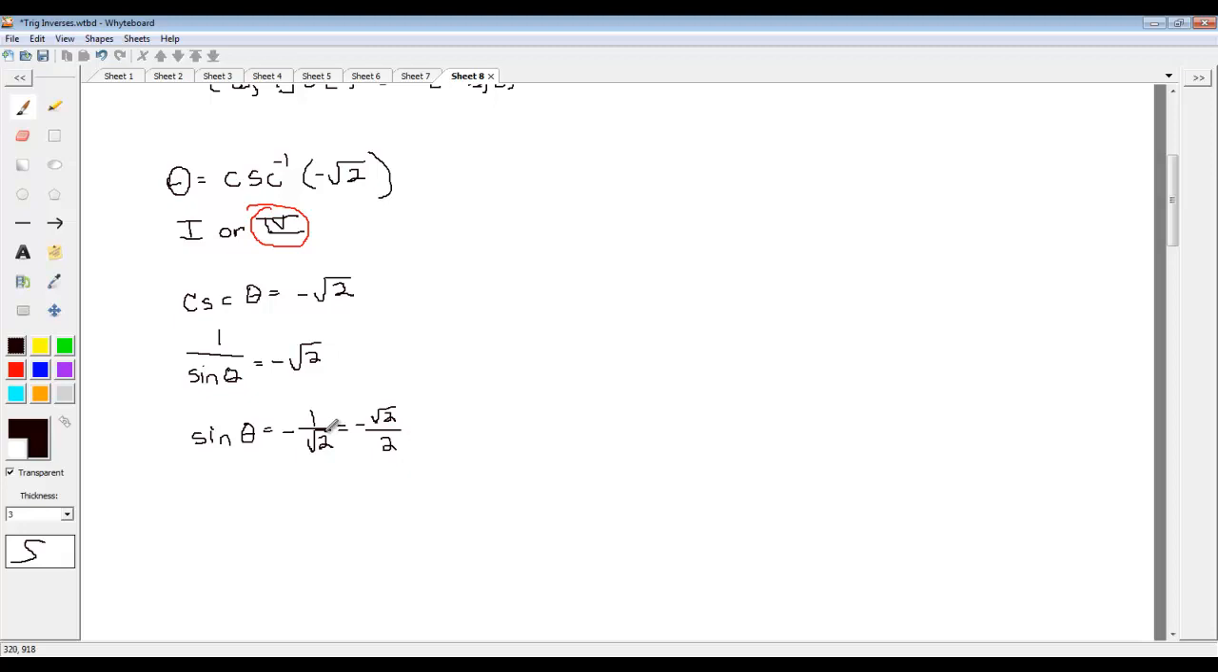Now we're in quadrant 4, and where does the sine come out to negative square root of 2 over 2? Well, it comes out to that at, you could either say negative pi over 4 in radians, or you could say negative 45 degrees. So that's how you can deal with that inverse cosecant there.